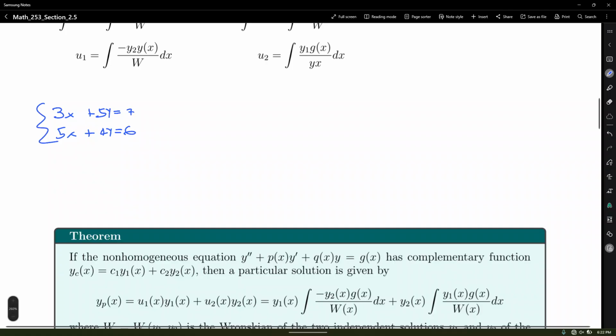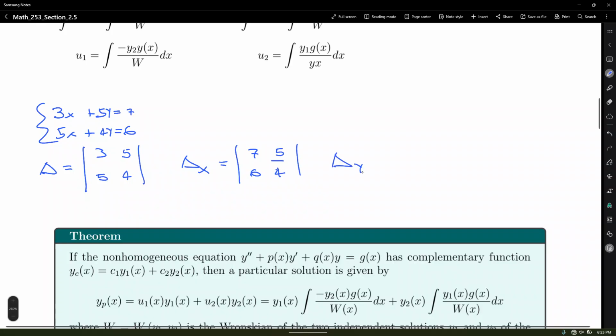So number one, we need the determinant matrix. We call it delta, which is a matrix with the coefficients of the variables 3, 5, 5, 4. All right. And then we need another determinant, delta subscript x, or sometimes we just call it delta x. What do we do? Replace the first column, which represents the coefficients of x, with whatever we have on the constant sides. That is 7, 6, and then 5, 4 remains the same.